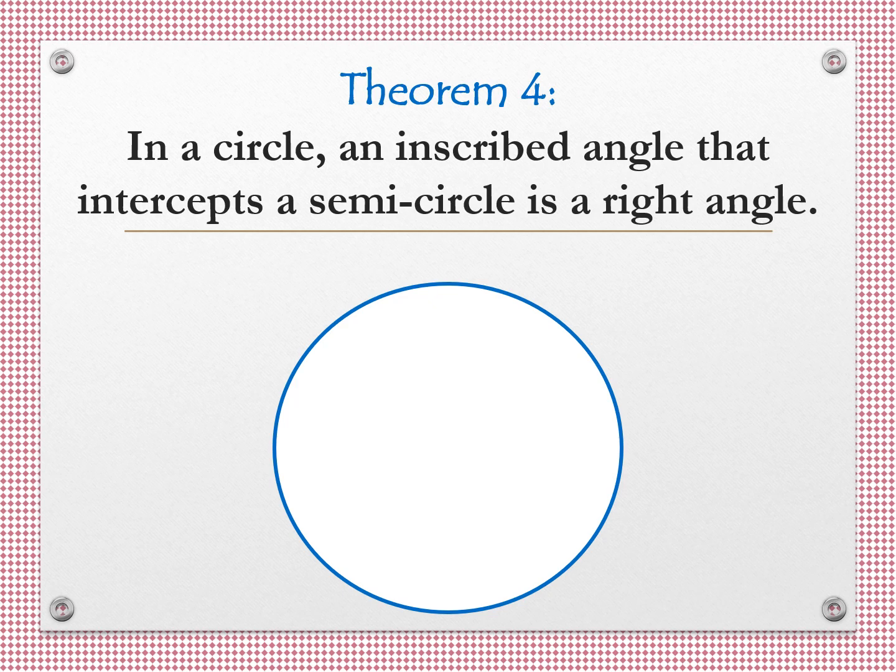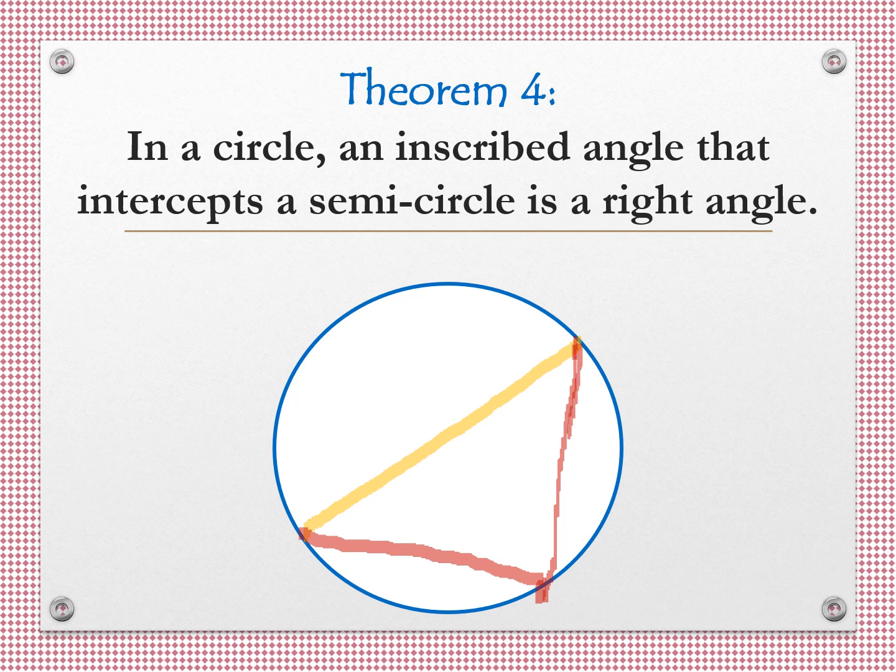Theorem number 4. In a circle, an inscribed angle that intercepts a semicircle is a right angle. Let me draw first the diameter for me to have a semicircle. So here, we have now a semicircle here. And then what else do I need to draw? An inscribed angle that intercepts a semicircle. So let's have an inscribed angle. Let me change the color to red. So this is the inscribed angle, the red one.